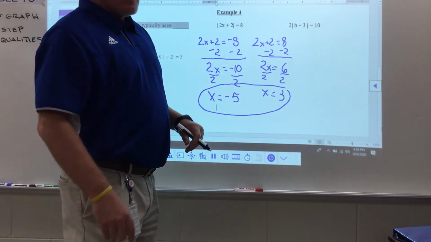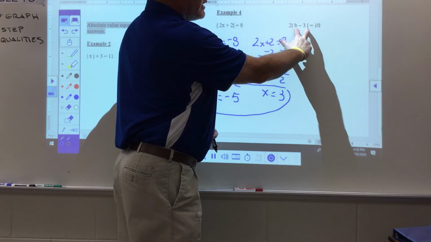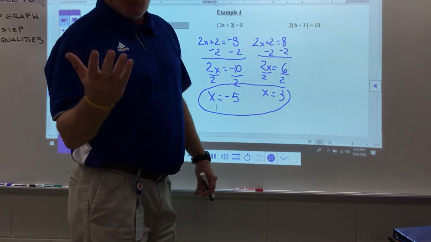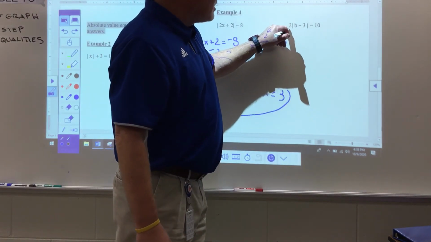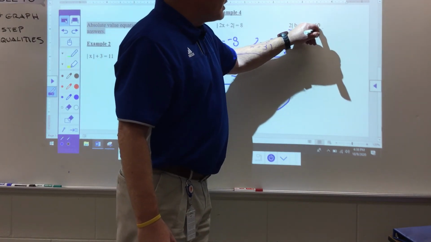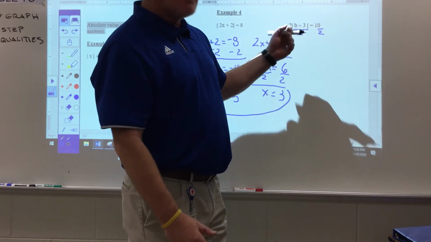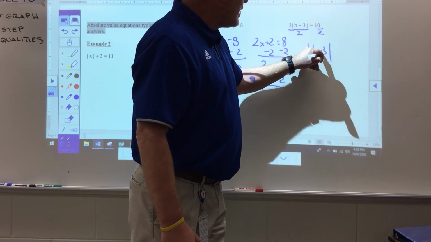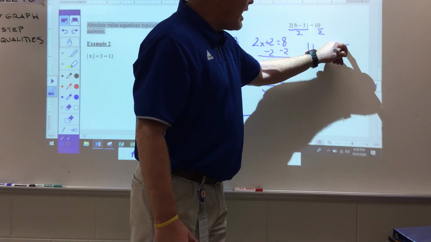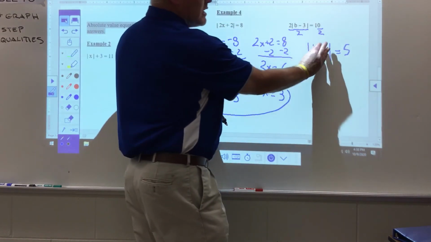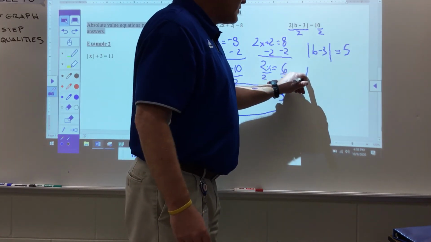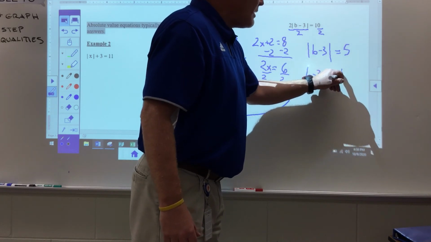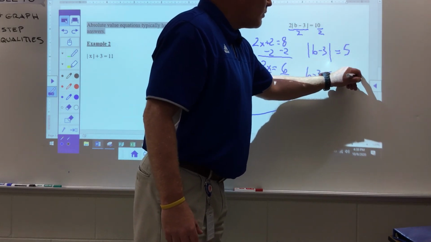Pretty good. Now, this one over here, everybody see this one clearly? It has a 2 on the outside of the absolute value brackets. It's multiplying, so I'm going to use a little trick that I know. I'm going to undo that multiplication with division, so I'm going to divide both sides by 2. Now I have the absolute value of b minus 3 is equal to 5. Again, cover that up. B minus 3 could equal 5, or b minus 3 could equal negative 5.